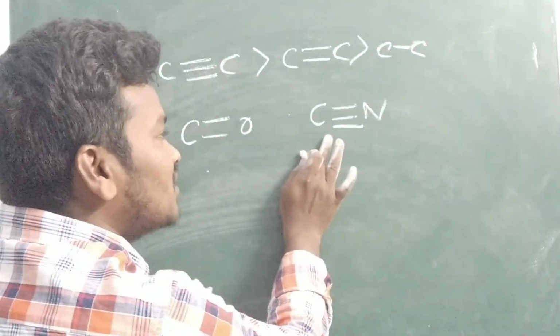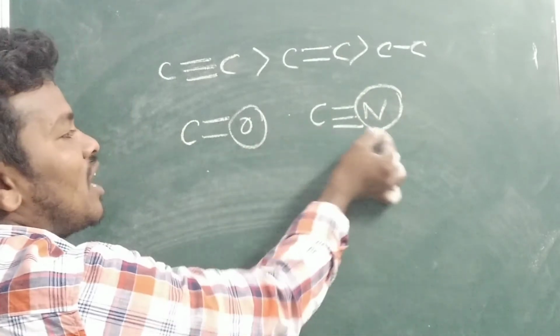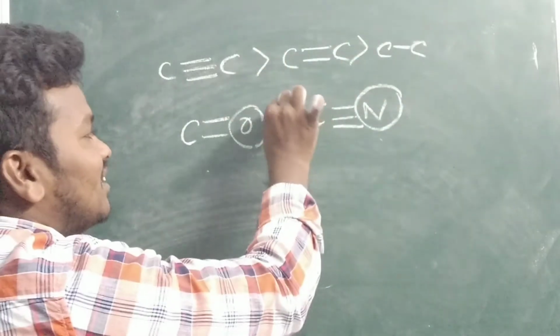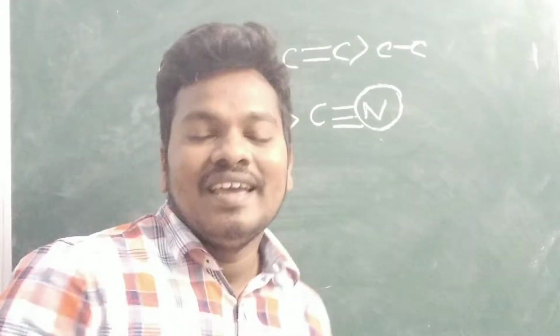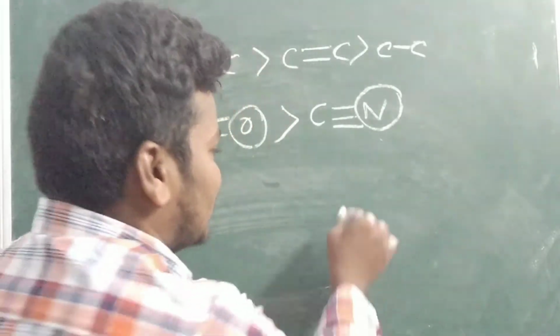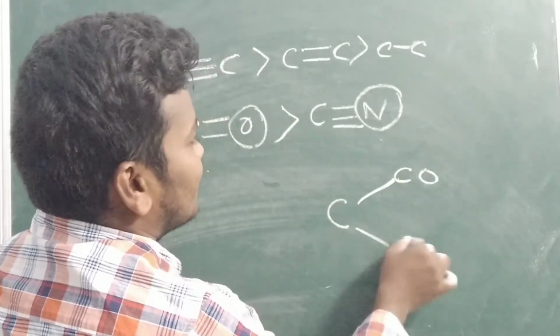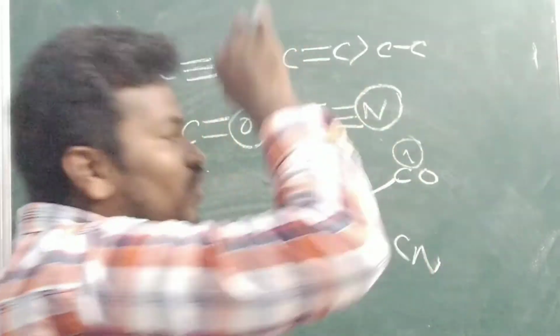Carbon is similar, but what about oxygen and nitrogen? They are different. That time we have to see the highest atomic number. The highest atomic number belongs to oxygen, so we give the priority to it. For example, when carbon is attached to C double bond O on one side and C double bond N on the other side, we should give the priority to the CO only.